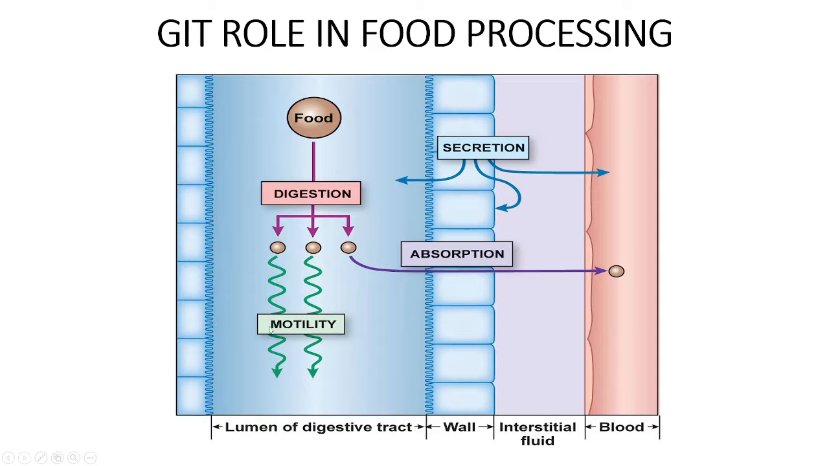Then absorption is the transport of the products of breakdown from the cavity of the gastrointestinal tract into the blood. While when we are talking about secretion, we say that the specialized cells, pretty much all the glands, which is pancreas, salivary glands, they secrete enzymes which go into the cavity of the gastrointestinal tract, and they also may secrete hormones which go where? Into the blood. And that is the key difference between enzymes and hormones.